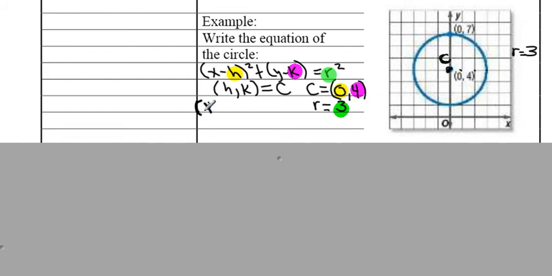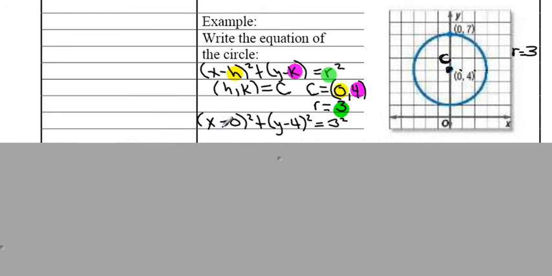So x will stay as x. Then I do minus my h. My h was simply 0. And then I square it. Plus y minus my k, which is 4, squared. And then I set that equal to my radius, which is 3, and then I square it. So all I did right there was substitute in my values.